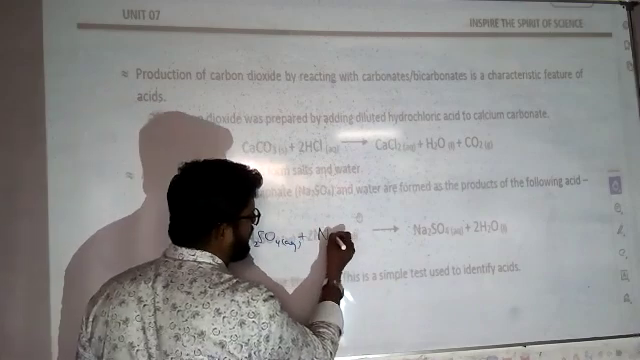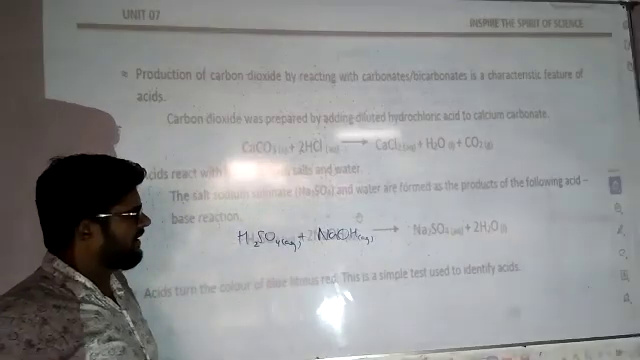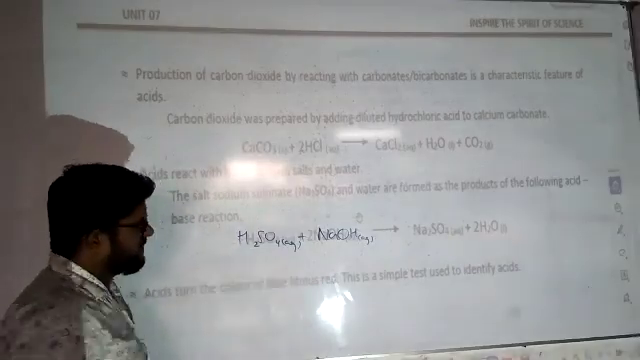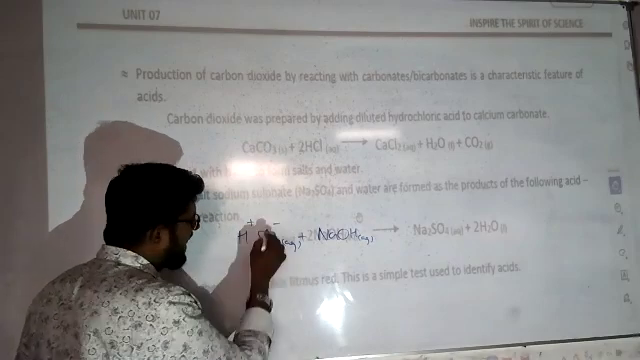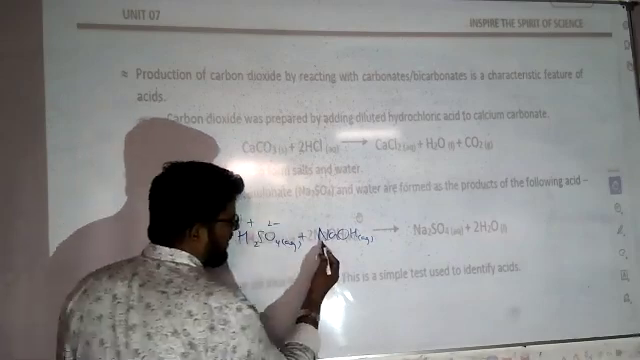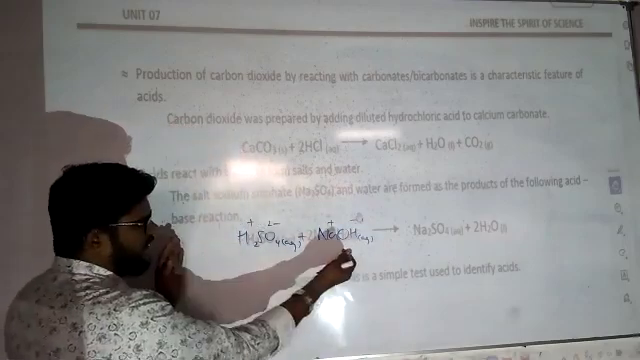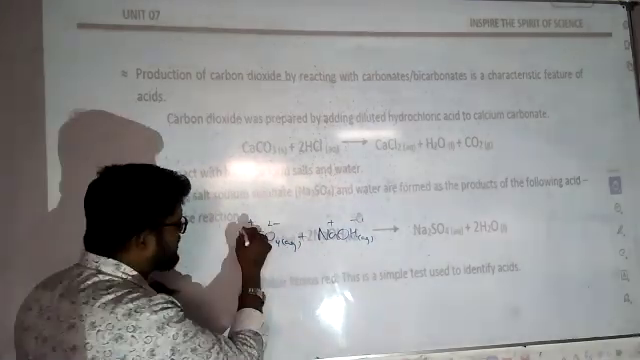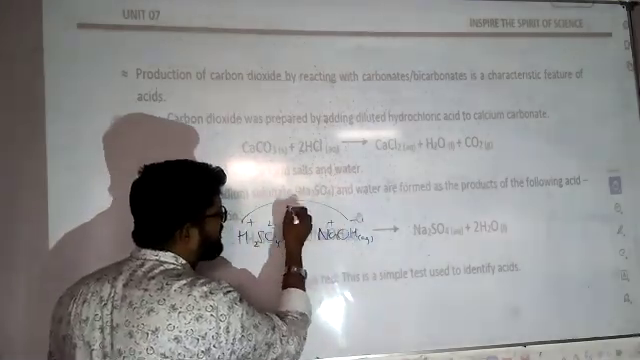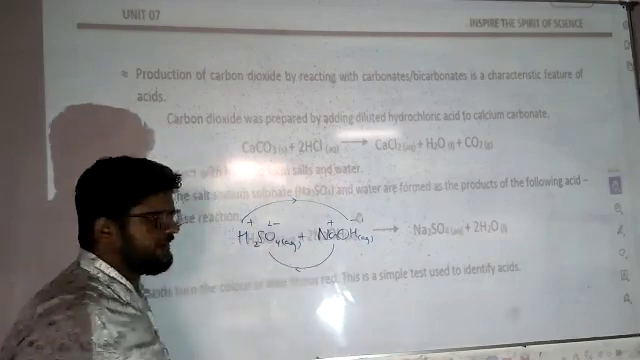And sodium hydroxide. Is it an acid or a base? Base. When they are reacting, what happens? H is plus, SO4 is minus, and in fact it is 2 minus. Sodium is plus, OH is minus. Now they are going to double displace, and exchange is happening. H plus combines with OH minus. Sodium plus combines with SO4 2 minus.